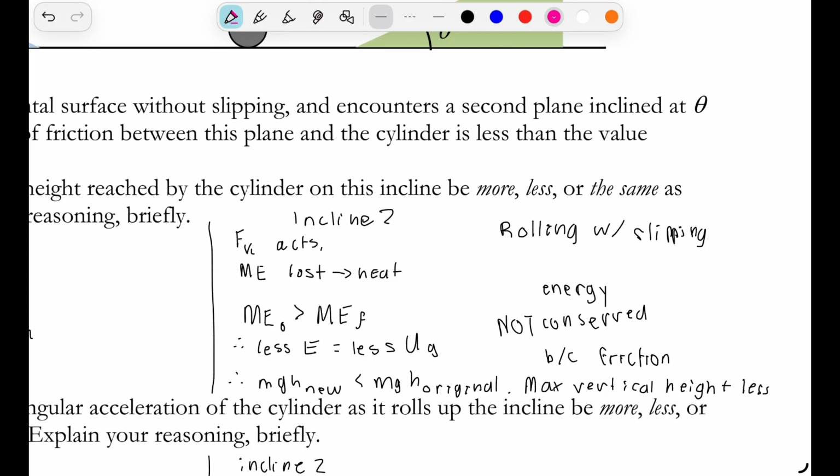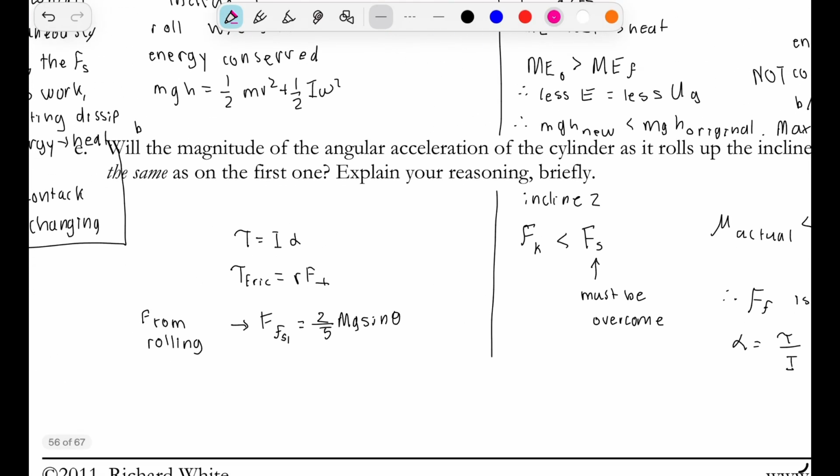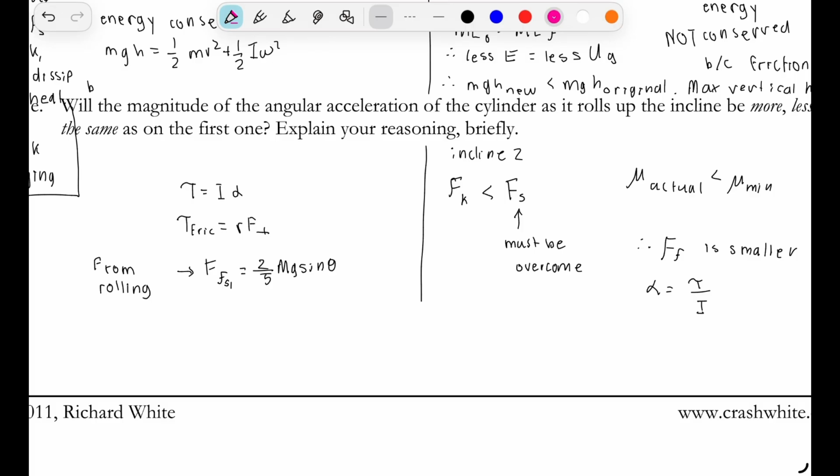Your original total energy is going to be more, and that's because energy is not conserved, because you have friction acting. And because it's slipping, that means that it's not instantaneously at rest. That means that the friction is dissipating the total energy from the system. So comparing these two mgh's, we can see that the max vertical height is going to be less in the case of our new case.